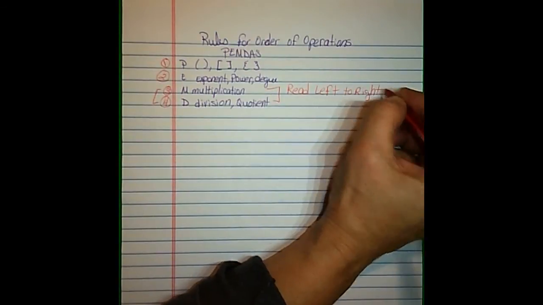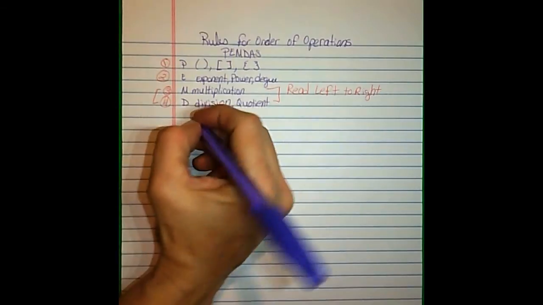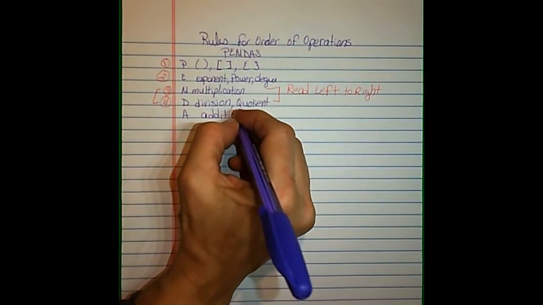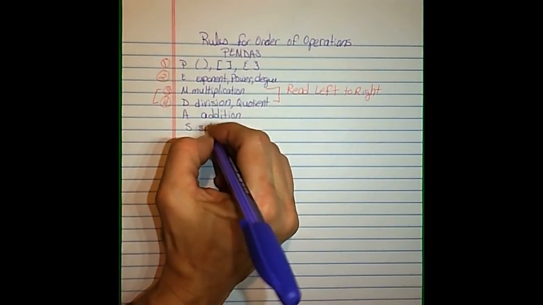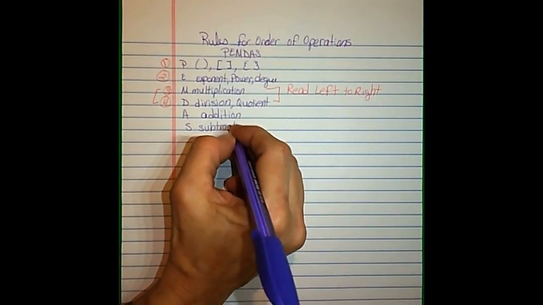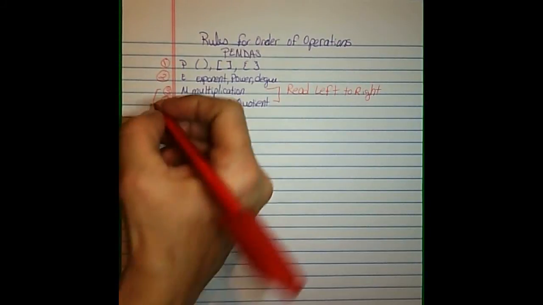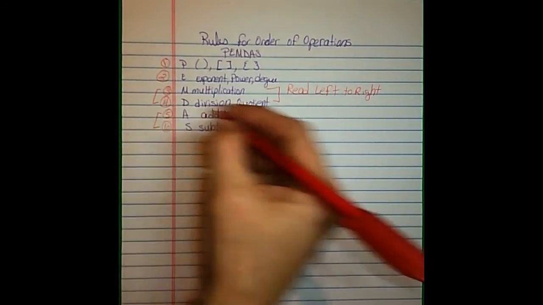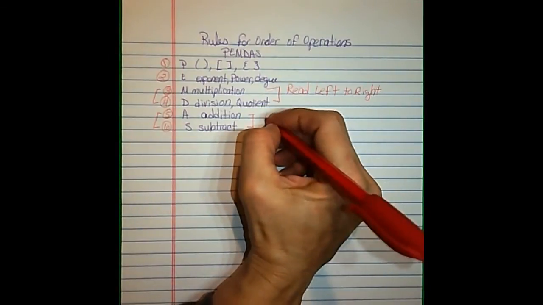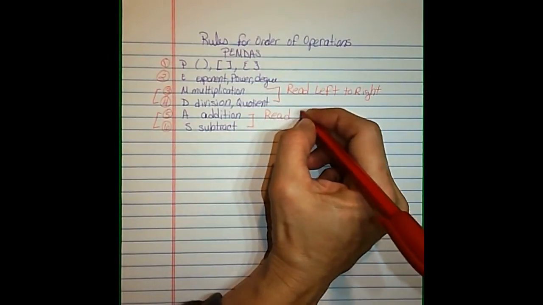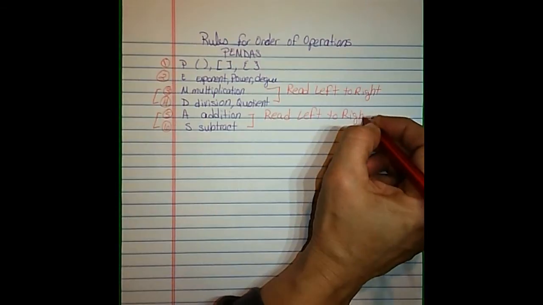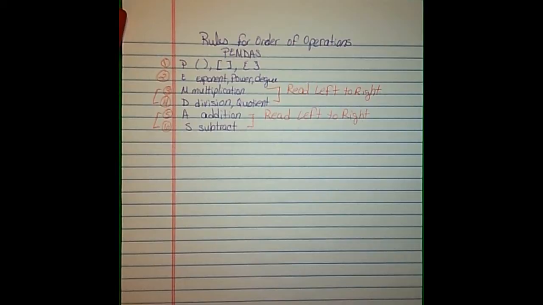And then next we have A for addition, S for subtraction. Well, let's talk about addition and subtraction. Addition would be 5 and 6 would be subtraction, but they're grouped together as well, and the same rule applies to it. We read it left to right, and whichever one comes first, we perform that operation.